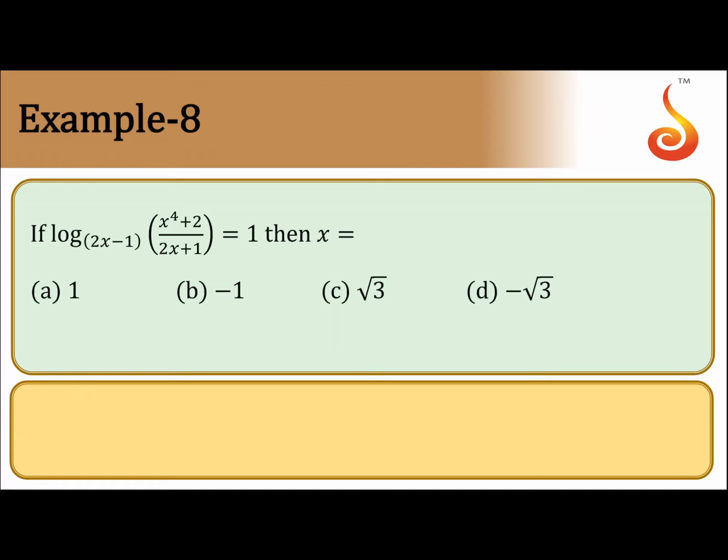And of course, by using the technique, you could say that, option wise, x cannot be a negative value, because the base is 2x minus 1. If it is x equals minus 1, it doesn't satisfy; minus root 3 doesn't satisfy. So you can discard minus 1 and minus root 3.